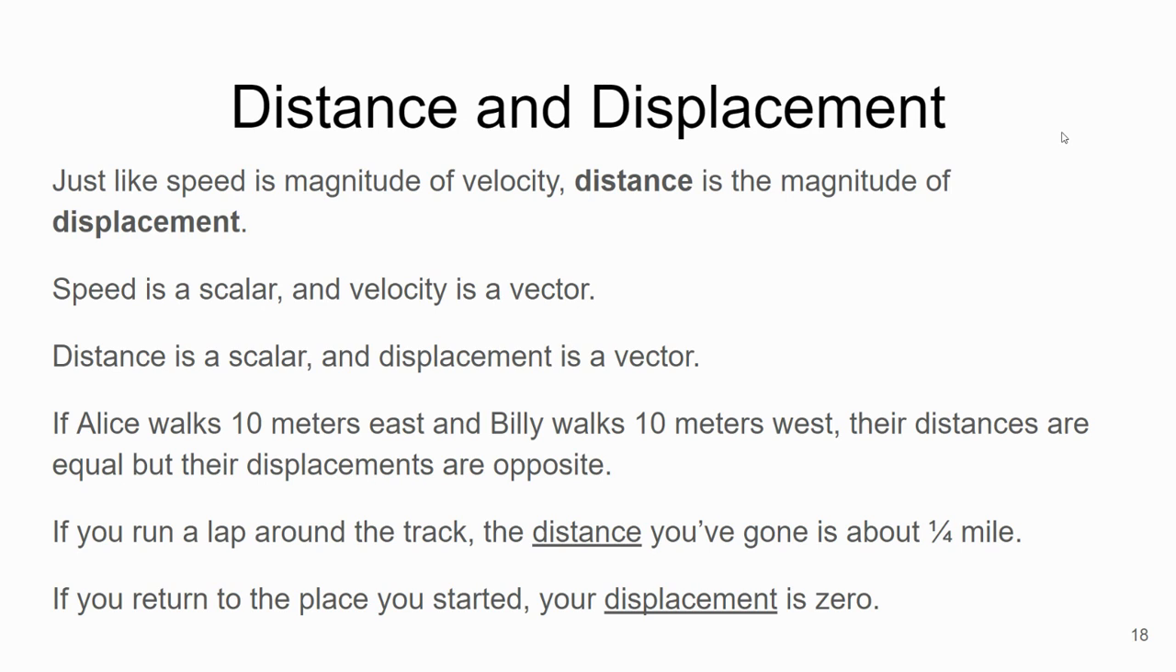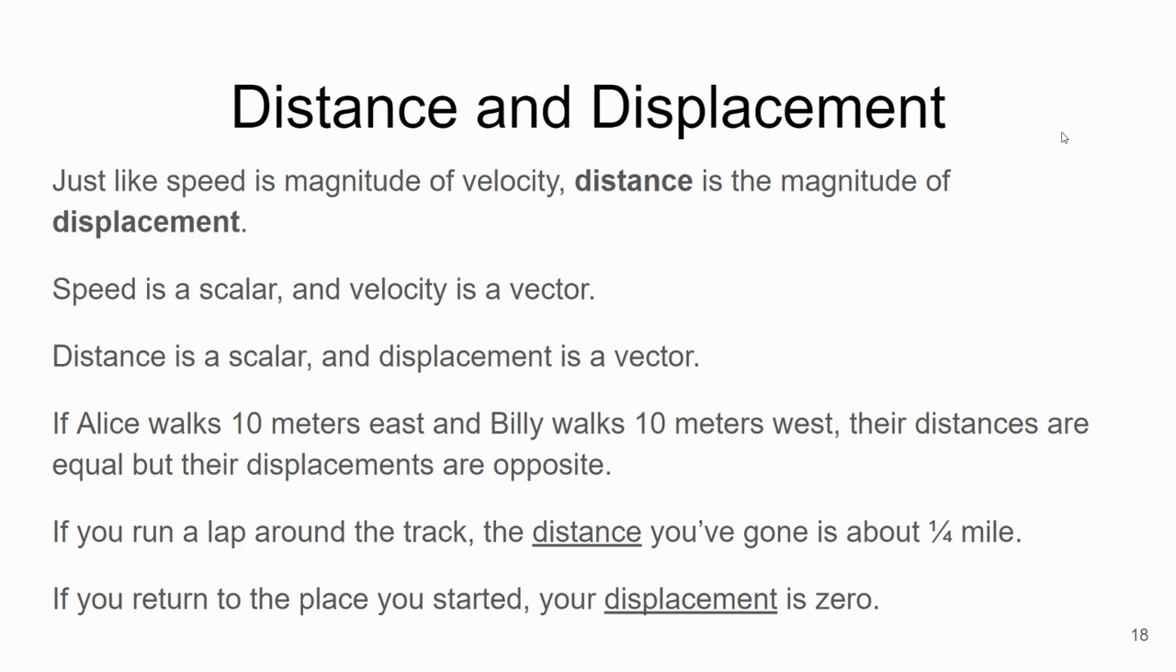So, for example, if Alice and Billy are standing back to back and Alice walks 10 meters east and Billy walks 10 meters west, their distances are equal. They will each have gone a distance of 10 meters, but we would say that their displacements are opposite. So if we keep with the idea that east is positive, we're going to say that Alice's displacement is plus 10 meters, whereas Billy's displacement is minus 10 meters because he went west or left.